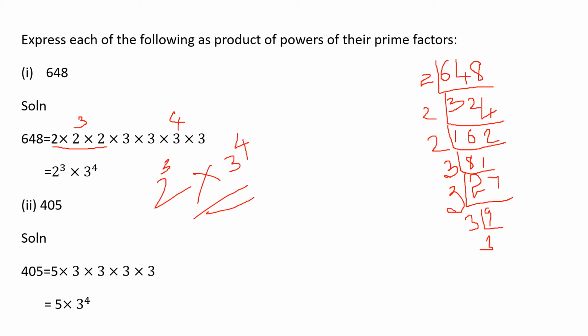The same way for 405 you want to do the prime factorization and check whether you are getting 5 into 3 power 4. So here 5 is only one time. If you write 5 it is also correct, or if you write the power 1, anyway 5 power 1 is equal to 5. So no problem, just write only 5. Okay children. So the same way do factorization for 405 and check whether you are getting this answer or not. Now let's see the next problem.